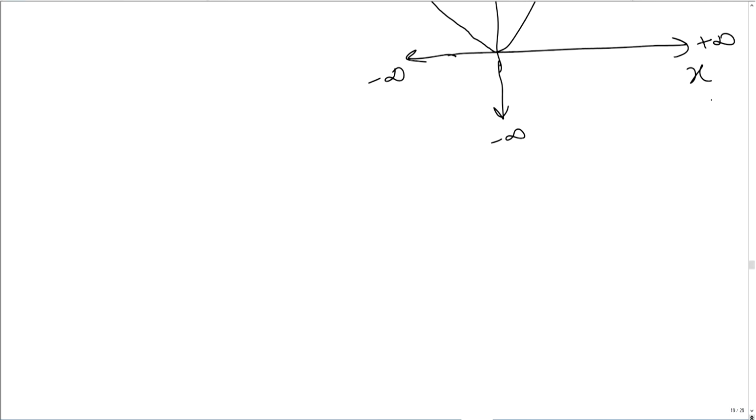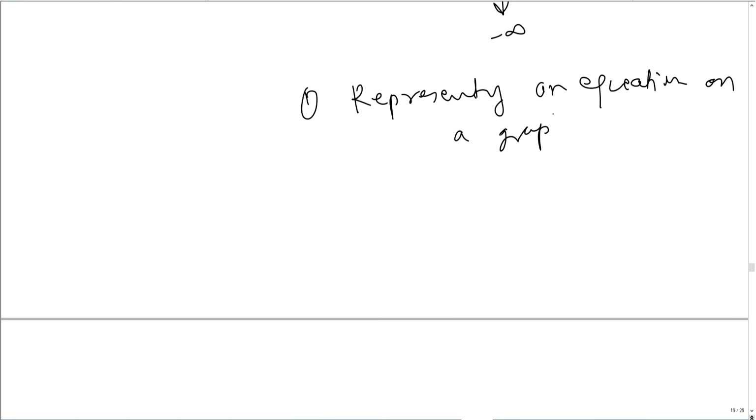Now first we begin with how to represent any equation on a graph. This is actually simple for very simple statements, but as your equation becomes more complex, you will need some more tricks and you will need to take some decisions as well. So let us start with some simple equations.